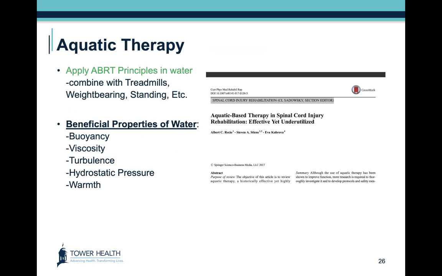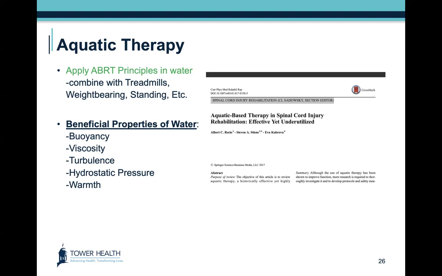Aquatic therapy. I'll be completely honest with you, this is something I initially read of and shrugged right off. I didn't think there could be much to it. After reading a lot more about it, it's actually going to be extremely beneficial, not just for spinal cord injury patients, but really anyone that has some kind of neurological impairment. These 5 things listed here are the hypothesized beneficial properties of water that can lead to improved function for patients.